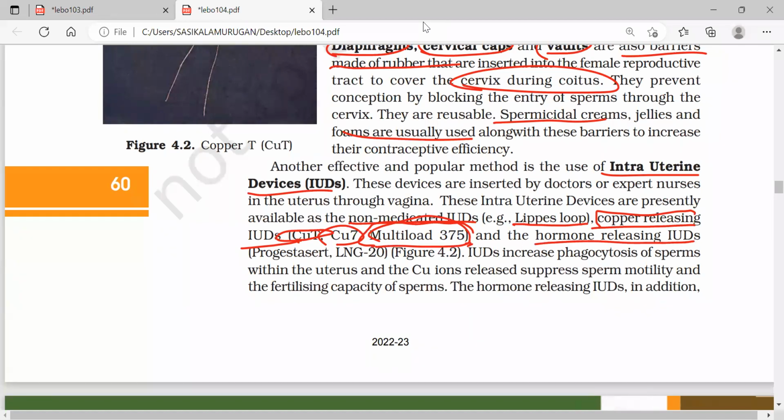The next one is hormone releasing IUDs. They are progesterone and LNG-20. Here LNG-20 is very important. Okay, how do these IUDs help to control pregnancy? Look at this: phagocytosis of sperms, which means when the sperms enter the uterus, this phagocytic activity will kill the sperms.